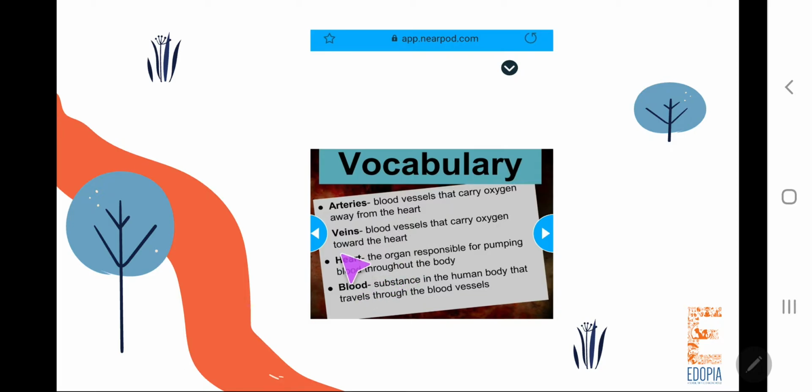That's why it's called a circulatory system. They take it back to the heart after the blood has fed the rest of the body with that oxygen and the nutrients. The blood then goes back in the veins with carbon dioxide. The heart is the organ responsible for pumping blood throughout the body. That's the part of the body, guys, that pumps that blood around the body. And again, blood is a substance, and it travels through these blood vessels, the arteries and veins. These are some of the key words that we'll keep revisiting.